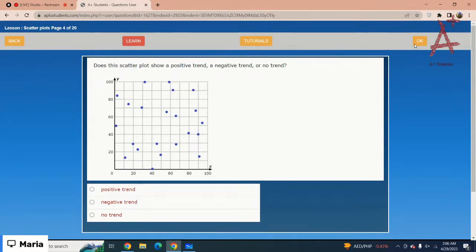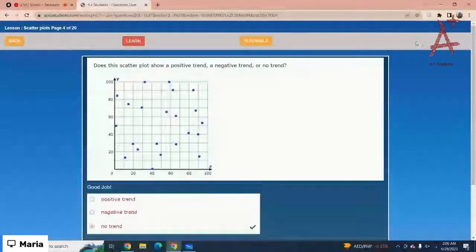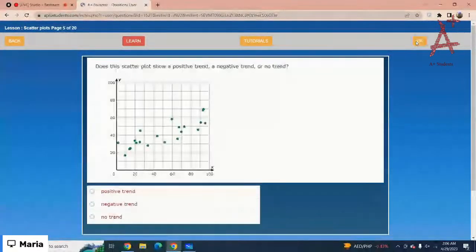Okay, does the scatter plot show a positive trend, a negative trend, or no trend? When graphs look so scattered, that means it shows no trend. Got it? Because if it shows a trend, the points tend to be along a line. Like for this one, you can see here the points are along a line. If you make a best fit line, the points are not scattered. So it shows a positive trend. Got it? X values are increasing and y values are also increasing. So the graph shows a positive trend.